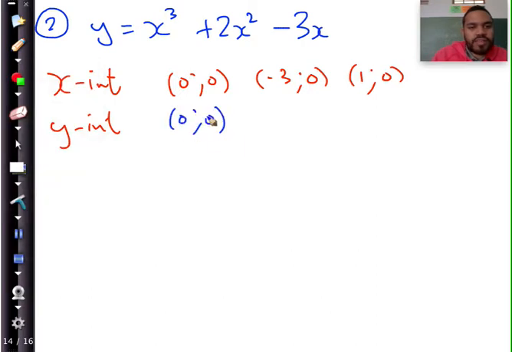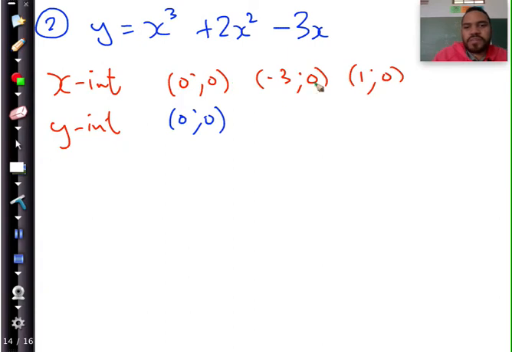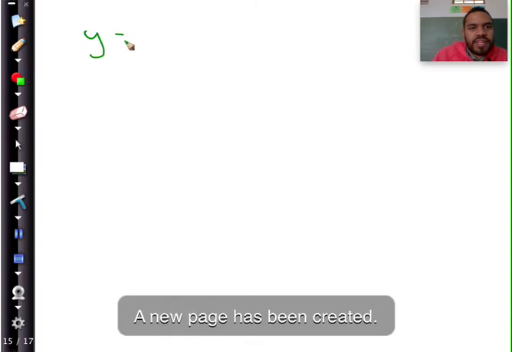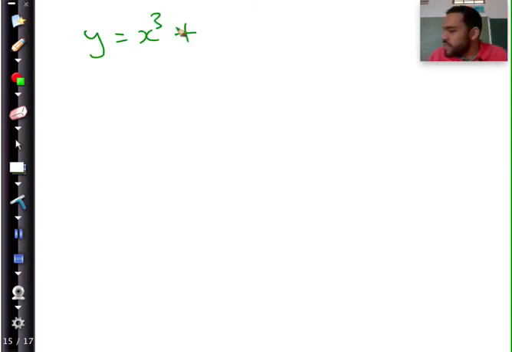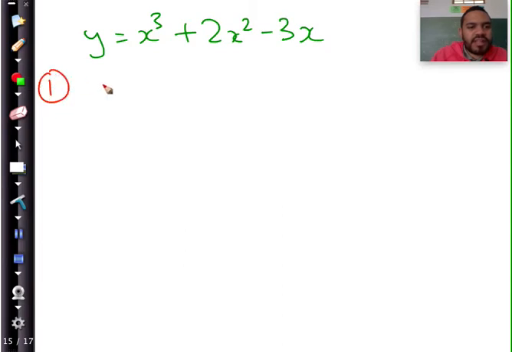So this one's also quite interesting. Okay, righto. And then, none of the points repeat, so we're not going to be sitting with a turning point on the x-axis. Okay, now we need to find what? The turning points. Okay, now here's the curve, y equals x cubed plus 2x squared minus 3x.